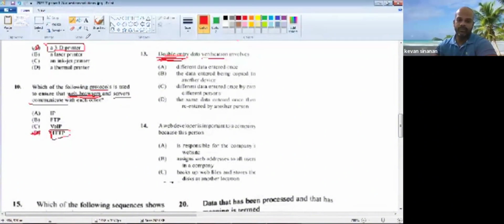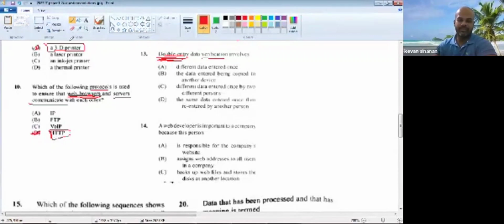As they would say, once by two different persons. But what sense does that make? How does two different persons enter data once? That's not even making sense. How is that even possible?